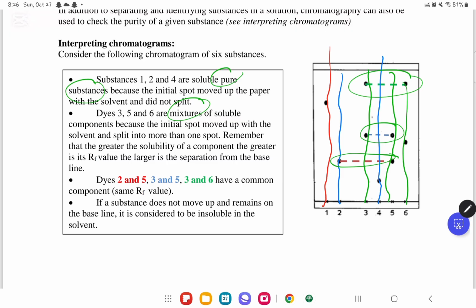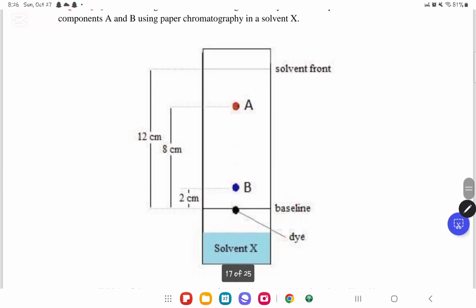And then they told us if a substance does not move up and remains on the baseline, it's considered to be insoluble in the solvent, so it does not dissolve in the solvent.